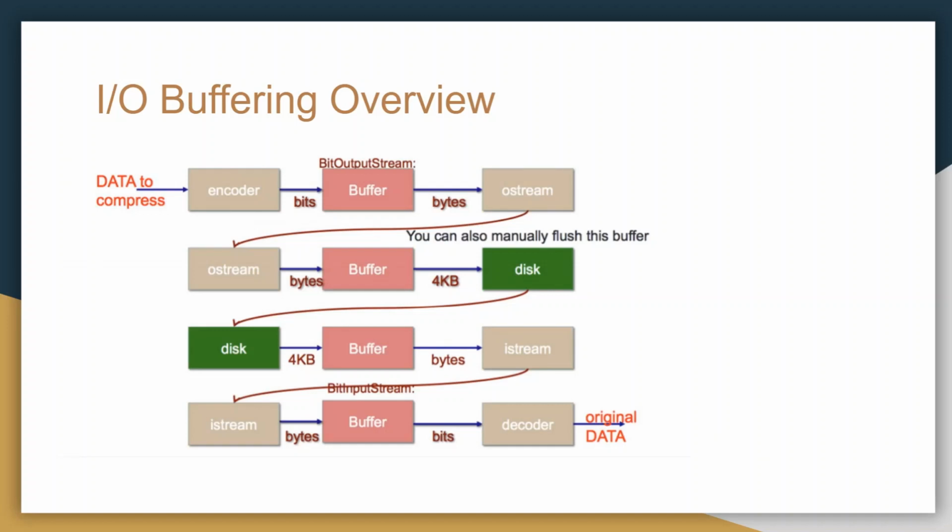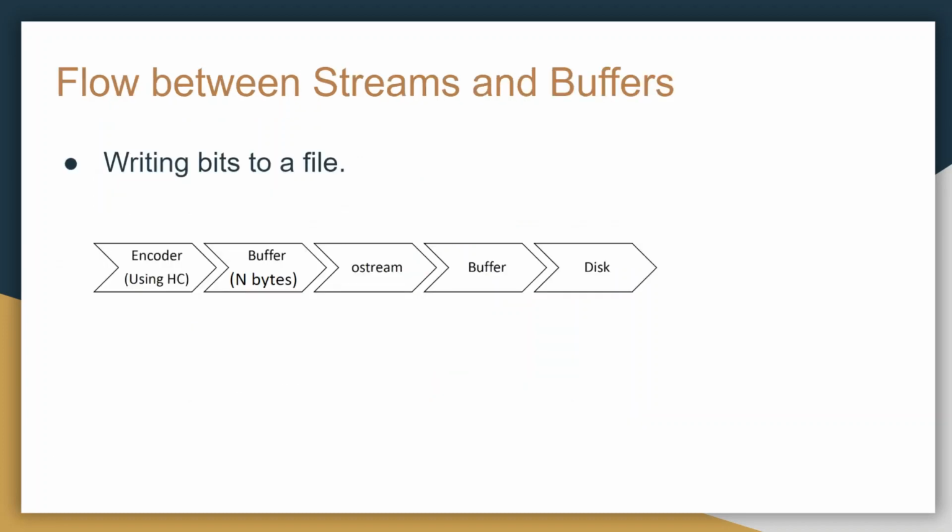So this is kind of an overview of what it'll look like. We are going to be using BitOutputStream and BitInputStream, which you should be implementing. Essentially our encoder will call BitOutputStream, which will use OStream, and then eventually that will be written to the disk. And then you can manually flush. Then it'll be the opposite direction for us using BitInputStream to decode. This is just an image here to help you make sense of it. We're going to go into BitOutputStream and BitInputStream in a minute.